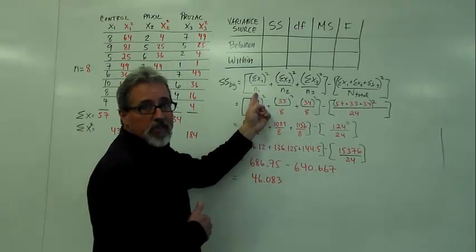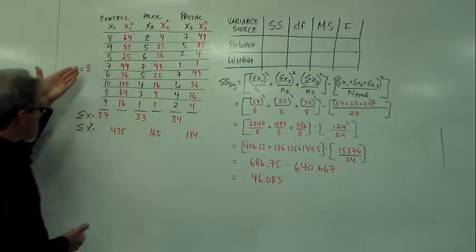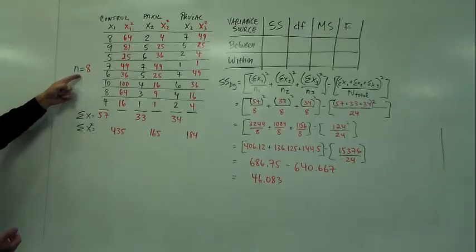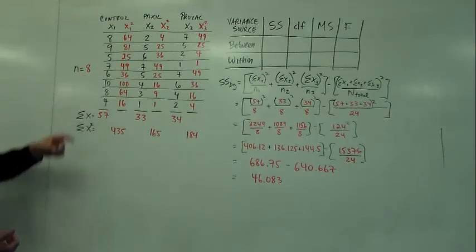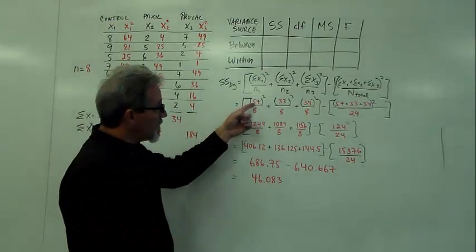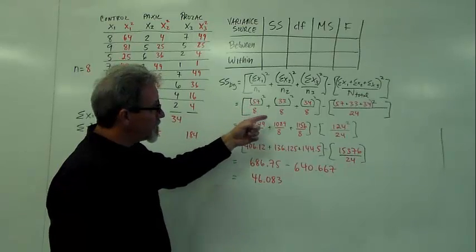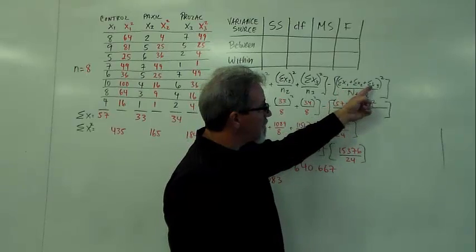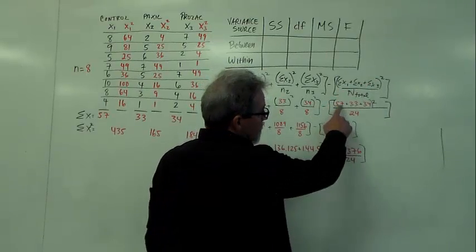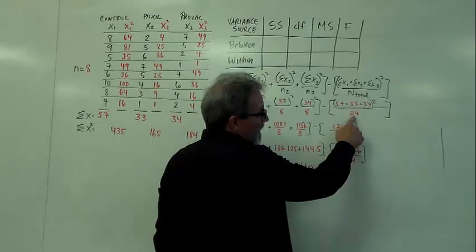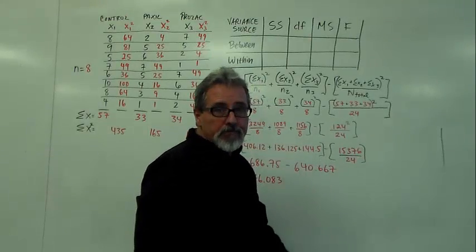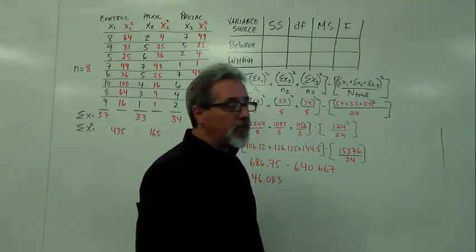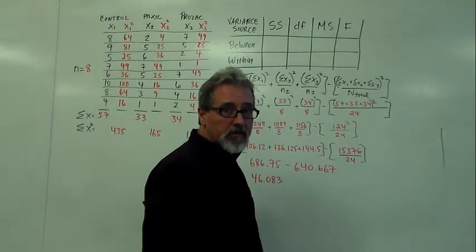And then it says it's over the sample size. Well, the sample size in this problem is the number of subjects per condition, and there's 8 in each group. So it's just the sum of the x's over the sample size. And then in this part of the equation, we just do it again. We add the 3 sums of x, and then we square them later. So there they are added together, and it wants the total n. So 8 times 3 is 24. That's what goes there. All right?